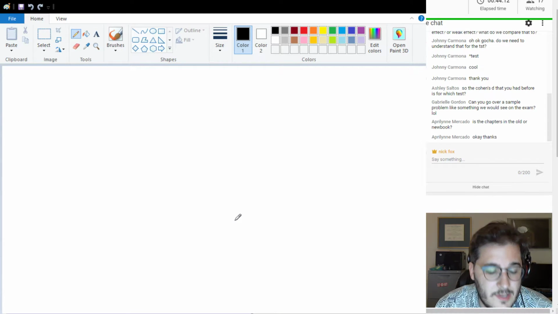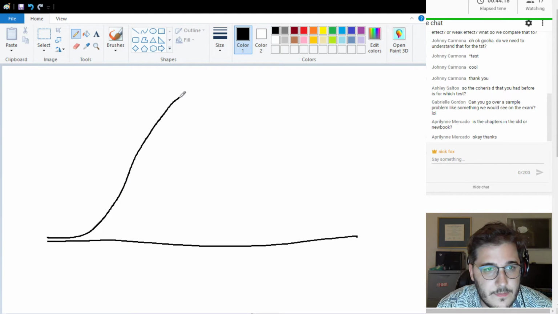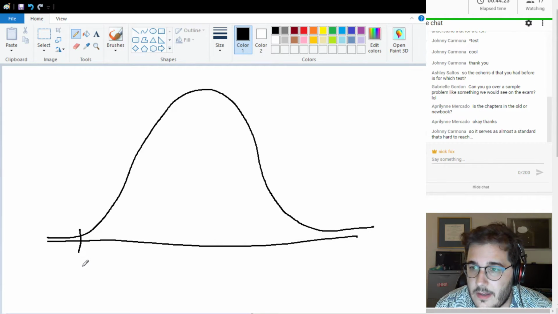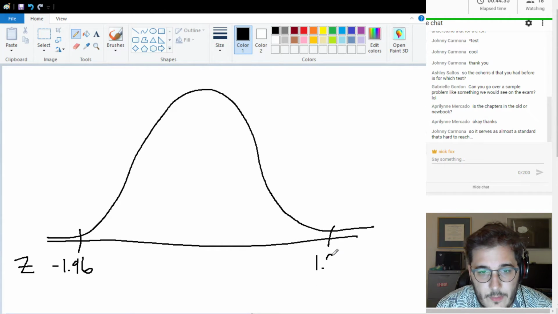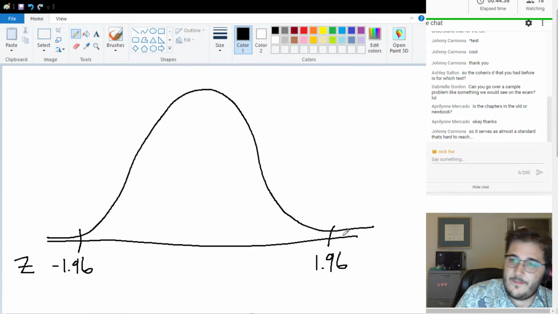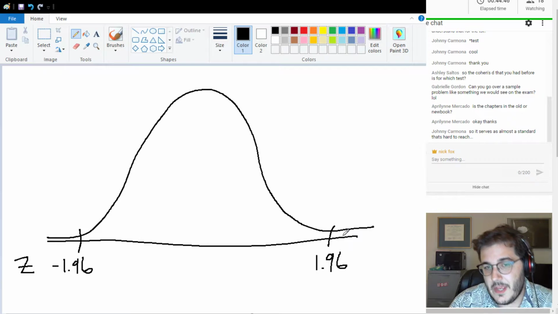Cool. So let's say here's your normal distribution. So here is a z. Yes, that's a good way to think about it, Johnny. So let's say here's negative 1.96, and here's positive 1.96. And remember that z is just measuring distance in standard deviations, or in units of sigma, right? So this is almost 2 standard deviations away. This is almost 2 standard deviations away.